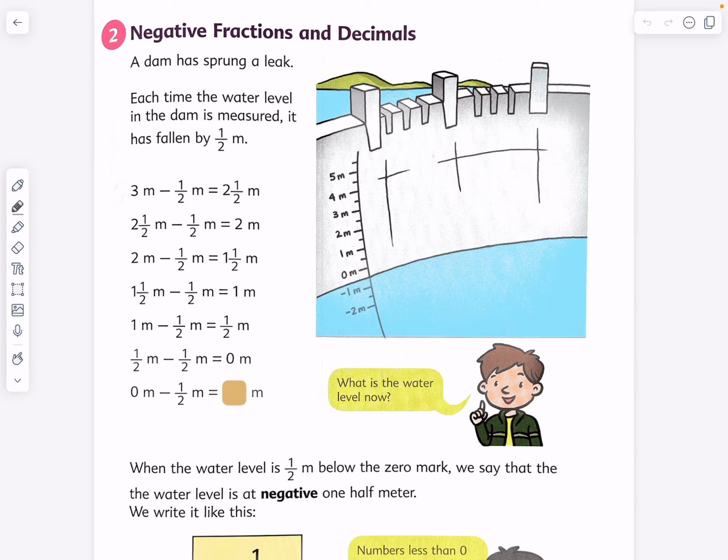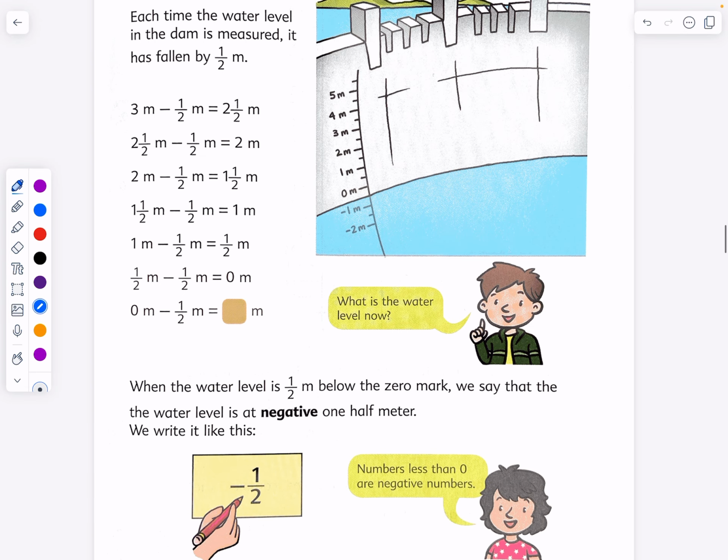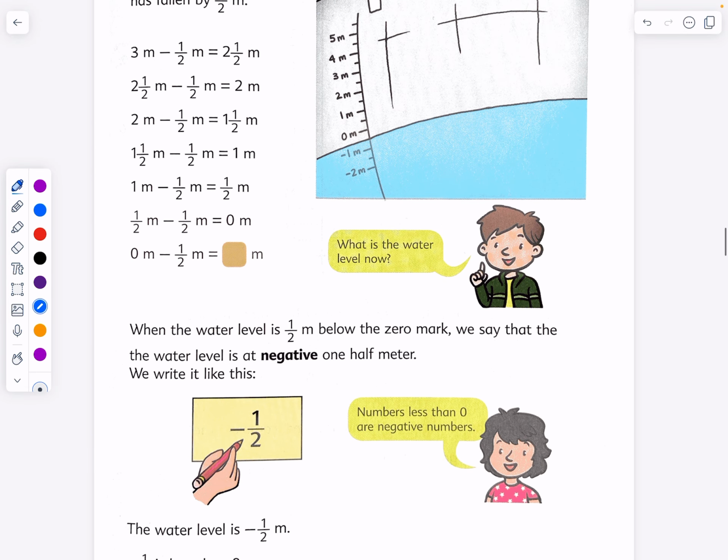Hello, today we're going to look at negative fractions and decimals. We have seen negative integers, whole numbers, positive, negatives, and zero in fifth grade. Today we're going to build our understanding by introducing fractions and their decimal equivalents. Let's first try to recall negative numbers.